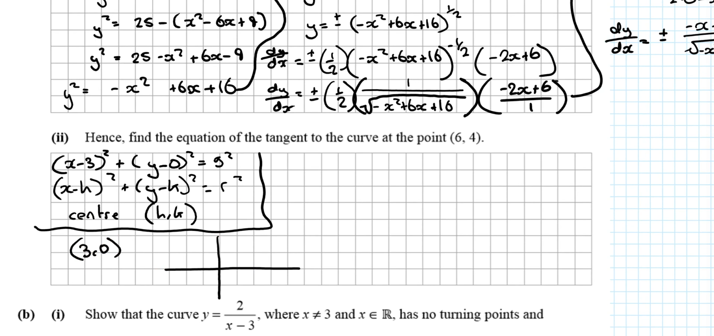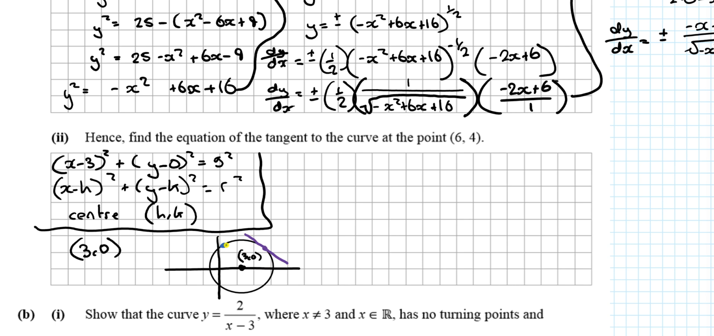So the center looks something like this. You know, it's not great, but the center is on the x-axis. This point here is (3, 0). So think of the point (6, 4). The point (6, 4) is going to be out here, isn't it? And they want us to get the tangent of that. It's going to be sloping downwards in that section.